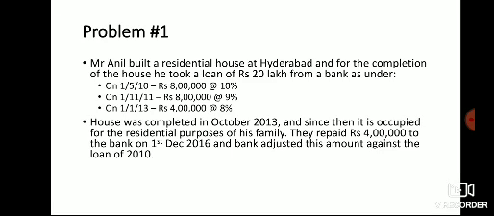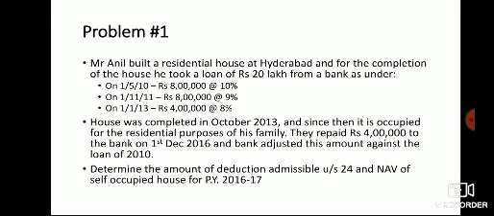They repaid rupees 4 lakh to the bank on 1st December 2016, and the bank adjusted this amount against the loan of 2010. In this problem, Mr. Anil took 3 loans for construction of a residential house. The construction was completed in October 2013, so the pre-construction period will end on the 31st of March immediately preceding October 2013, that is 31st March 2013. We have to find out the amount of deduction admissible under section 24 and the net annual value of the self-occupied house for the previous year 2016-17.